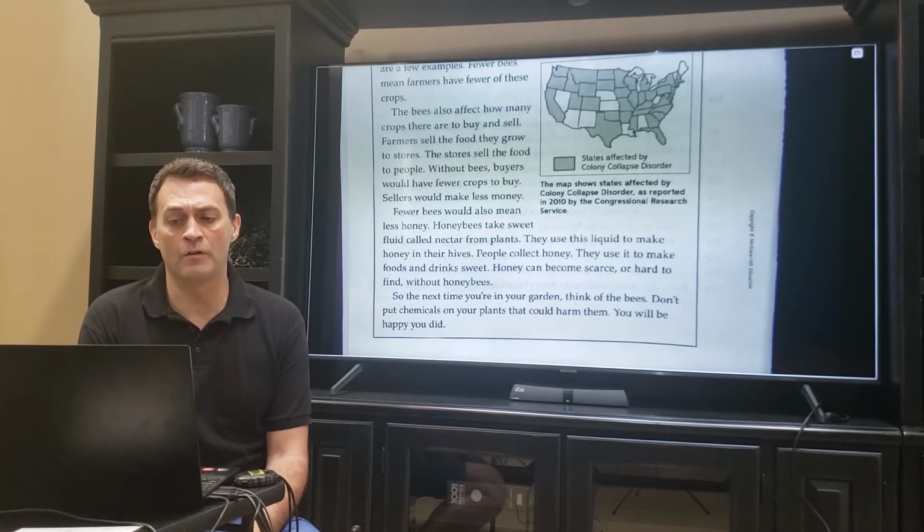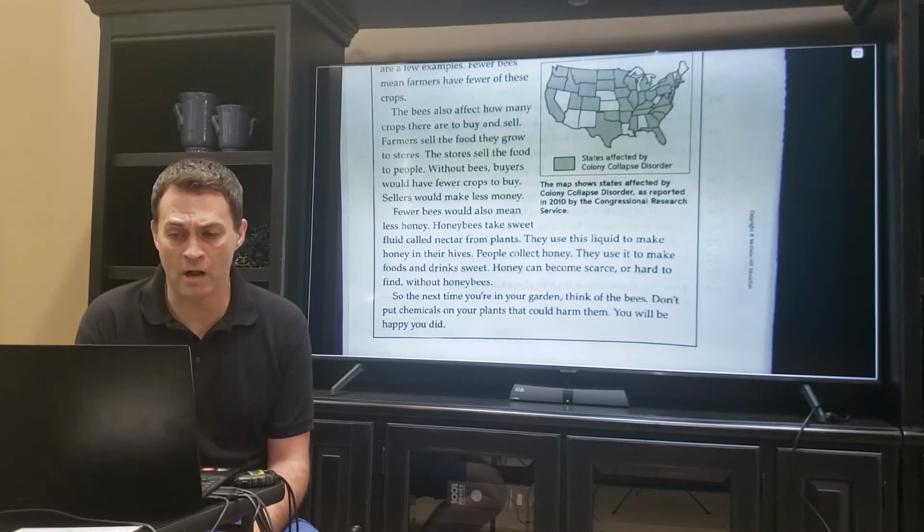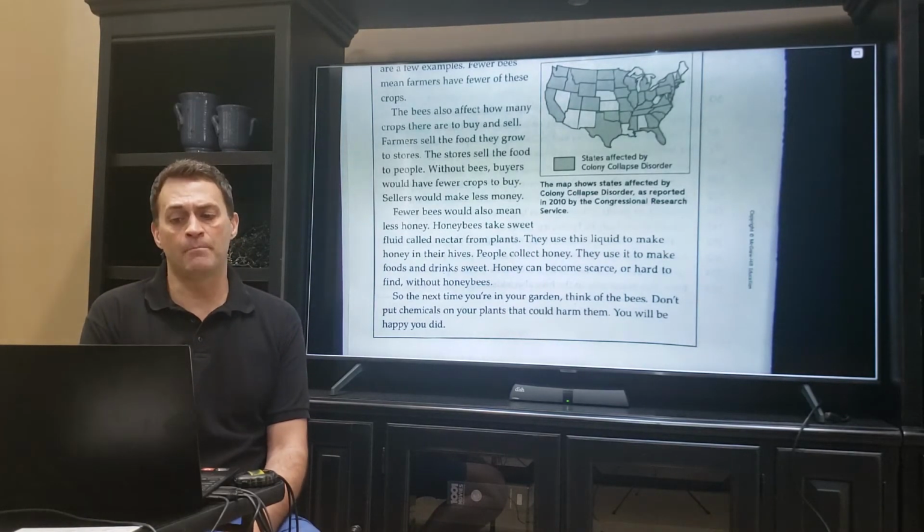Farmers sell the food they grow to stores. The stores sell the food to people. Without bees, buyers would have fewer crops to buy. Sellers would make less money.